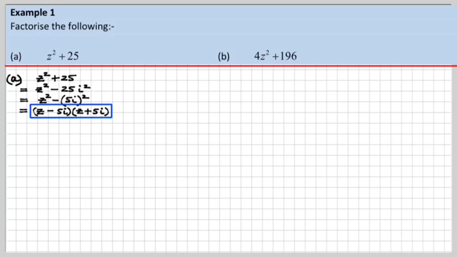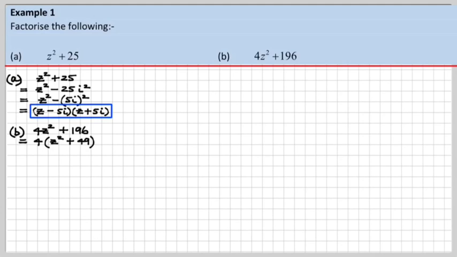And another thing that you can see is that we've got basically complex conjugate pairs for these factors. Yes? 5i and minus 5i are complex conjugates. Yes? Okay. Let's do the next one. We've got 4z squared plus 196. Okay. Common factor. Take out the common factor. Always look for the common factor before you do anything. So there she be. Look at that.